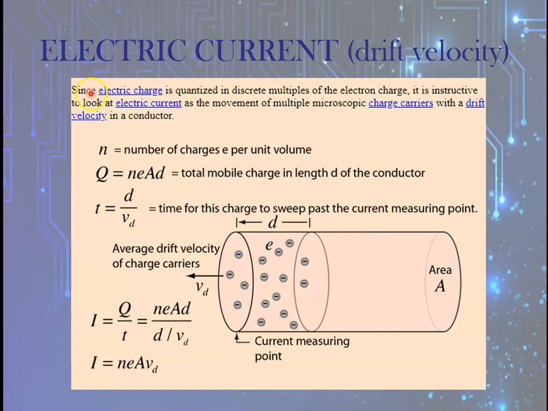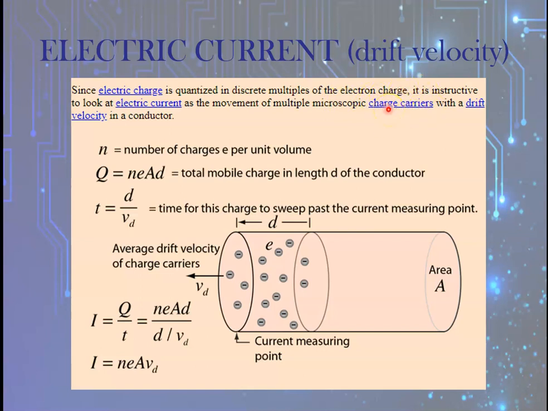Since electric current is quantized in discrete multiples of the electron charge, it is instructive to look at electric current as the movement of multiple microscopic charge carriers with a drift velocity. Drift velocity is similar to the velocity that you already know, but here it stands for the velocity owned by this charge carrier.